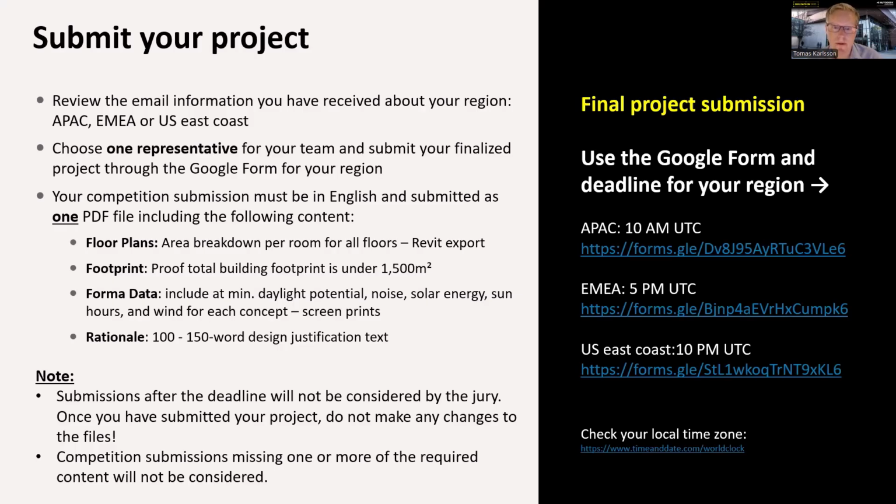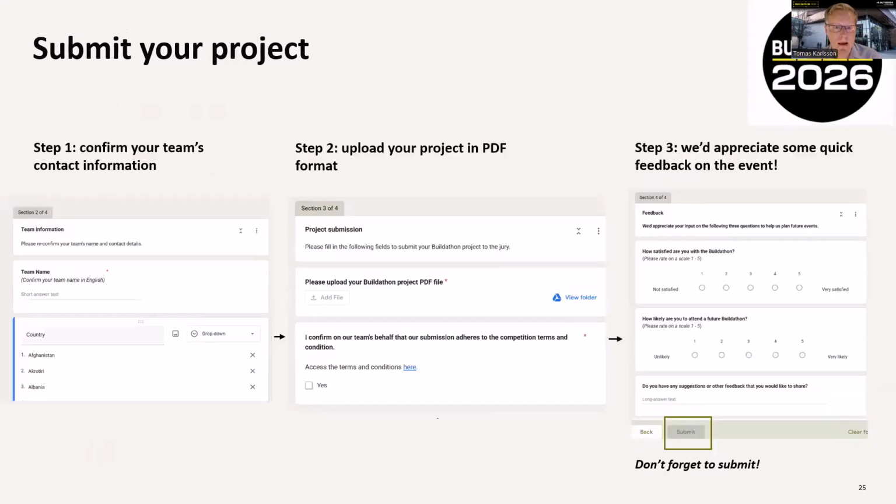And as said, all of this information should be compiled into one PDF file that you will upload through this form that we're using. And what does that form look like? Well, it has 3 sections. First, we are going to ask you to reconfirm your team's contact information. And we're doing this just to be 100% certain that we have accurate information for all of your team members in case your team is one of the shortlisted winners in the competition.